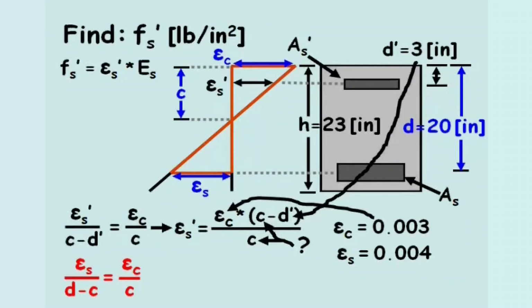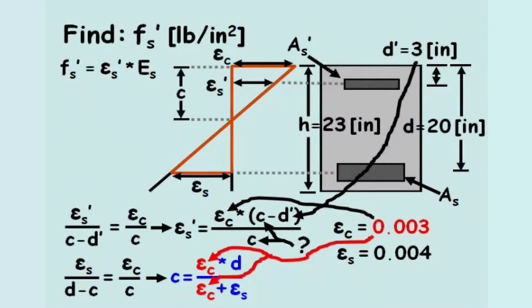Solving for the length C, we find C equals the strain in the concrete times D divided by the strain in the concrete plus the strain in the tension steel. From before, we know the strain in the concrete equals 0.003. The problem statement provides the depth to the tension steel, D, equals 20 inches, and the strain in the tension steel equals 0.004. Plugging in all the known variables, the depth to the neutral axis, C, equals 8.57 inches.